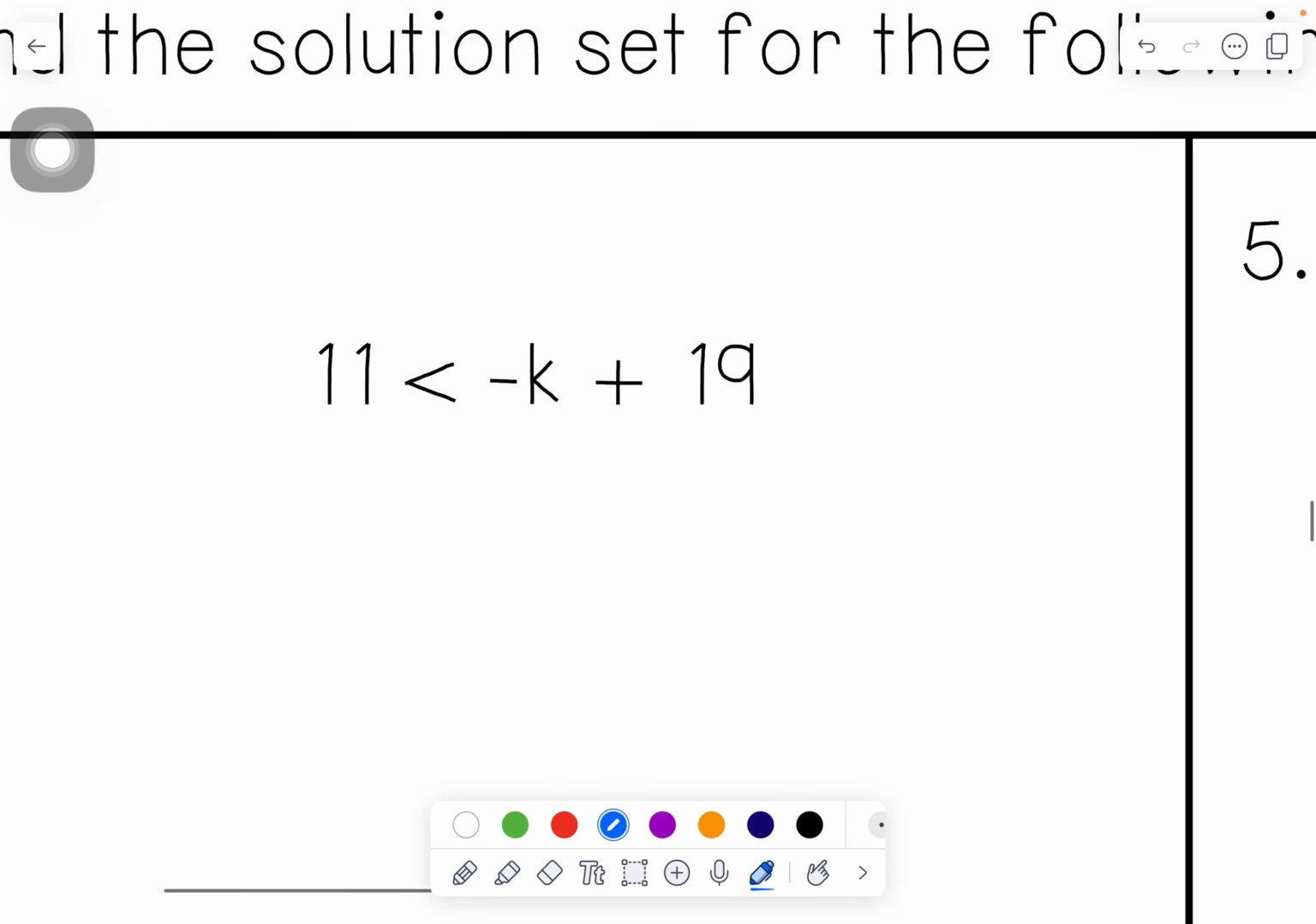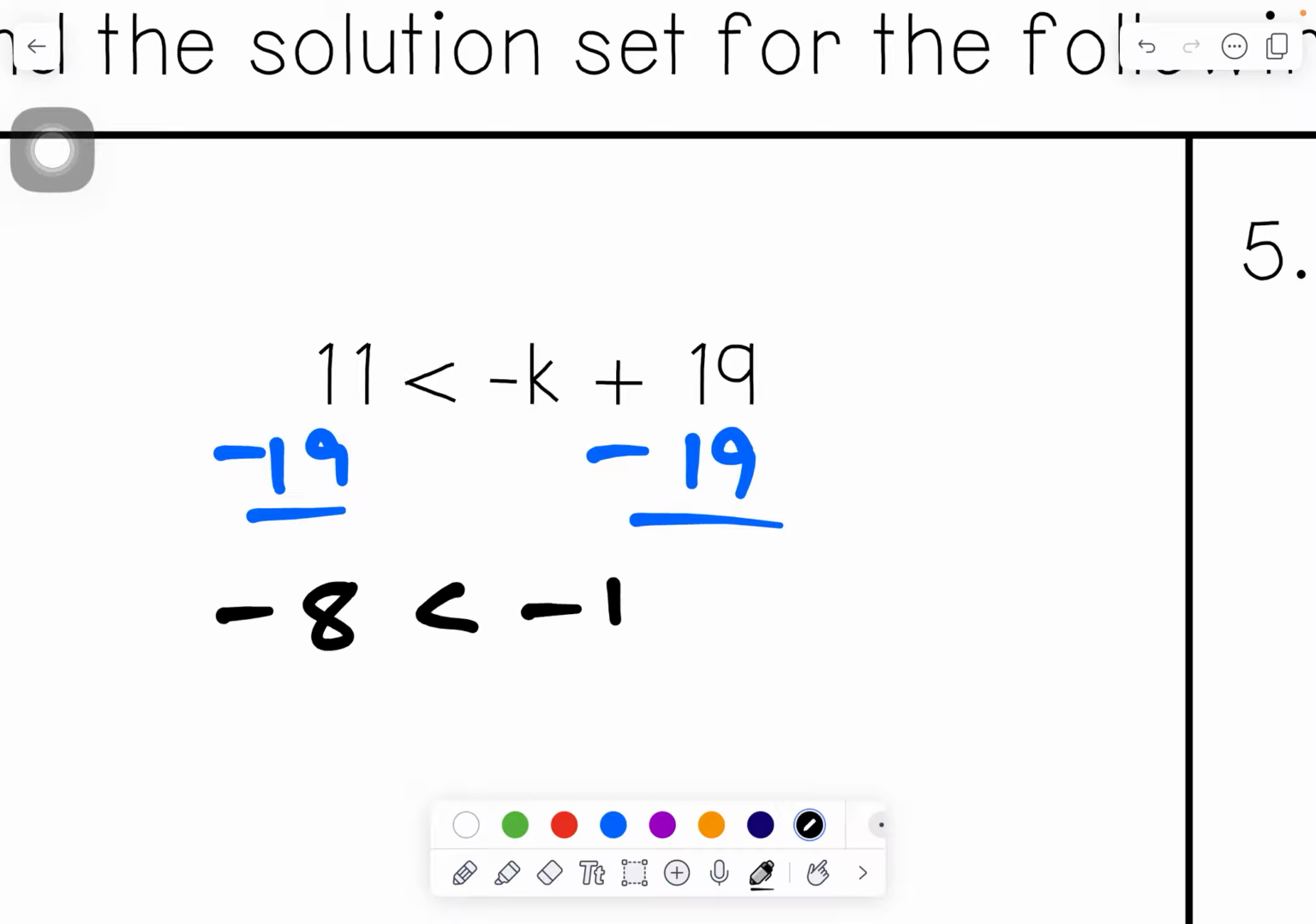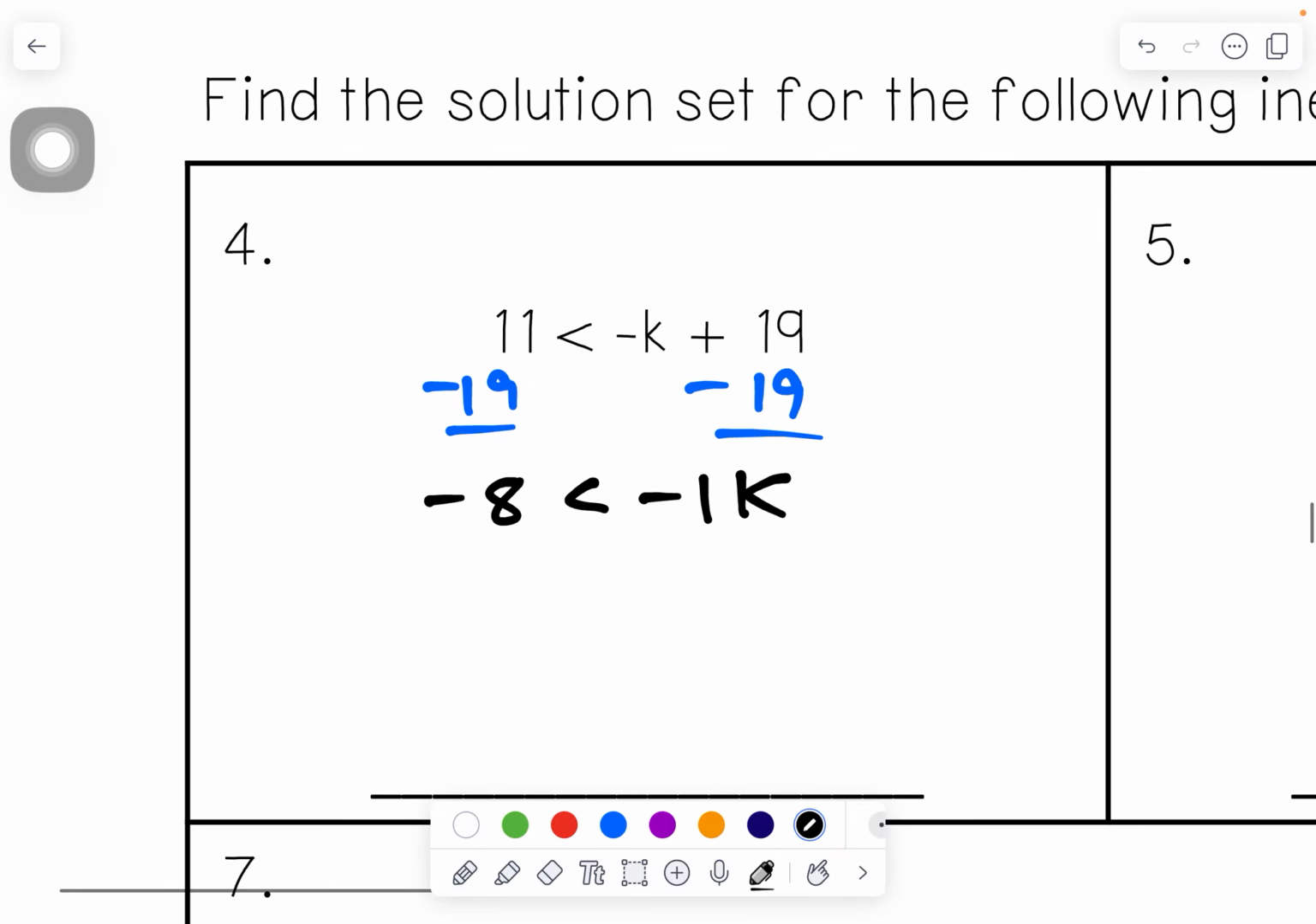So here we go. Minus 19, minus 19. Okay, so I end up with -8 is less than -1k. Okay, I'm going to have to divide by -1. All right, divide by -1, that flips my symbol. So I end up with k is less than 8.